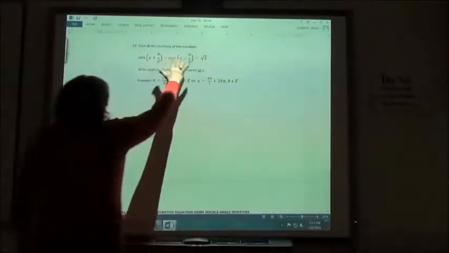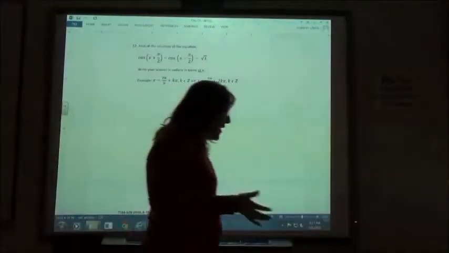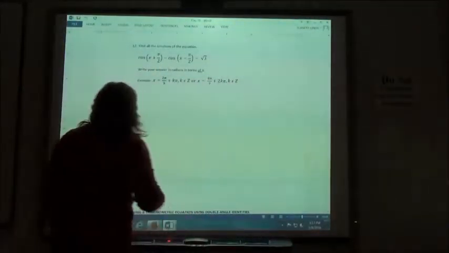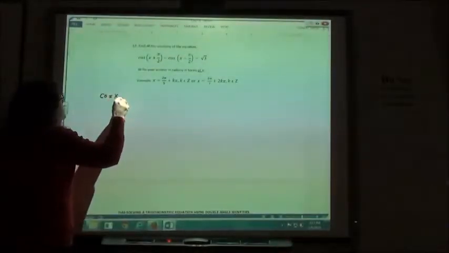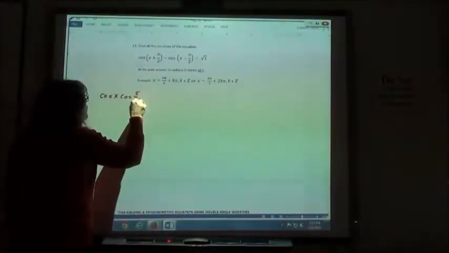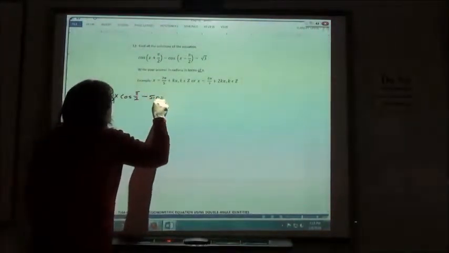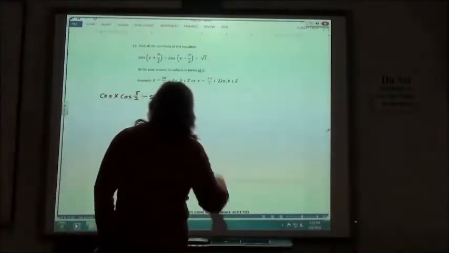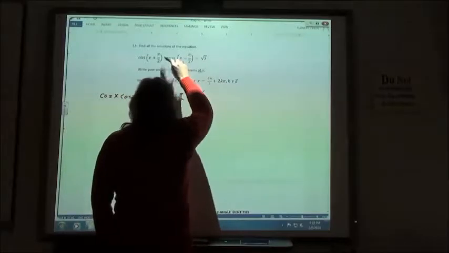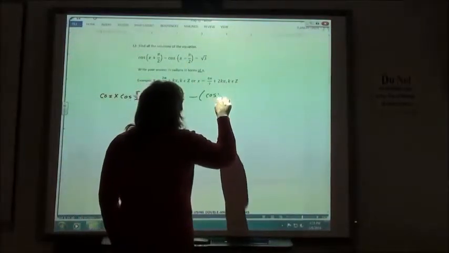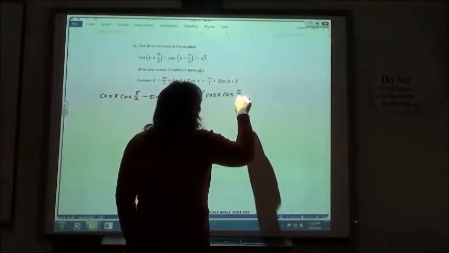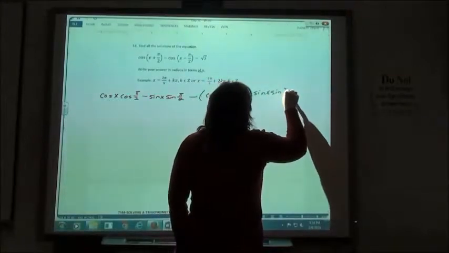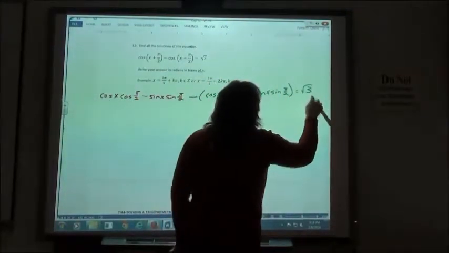Number 12, we're doing cosine and cosine again. So when we have cosine, cosine, we have cosine, cosine, and sine, sine, opposite sign as that is. So we're going to have cosine of x, cosine of pi over 2. This is going to be minus sine of x, sine of pi over 2. Then we're going to have minus, and then I better use parentheses because there's a minus sign here. So I'm going to have cosine of x, cosine of pi over 2. Since this is a minus, this will be a plus. Sine of x, sine of pi over 2 equals the square root of 3.